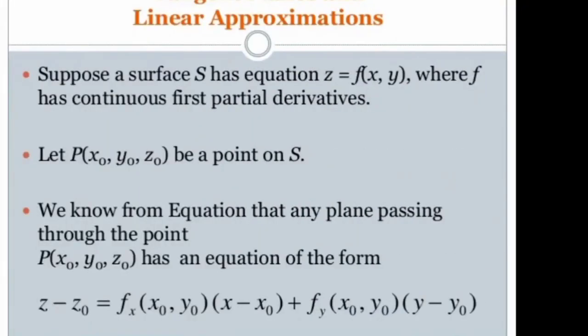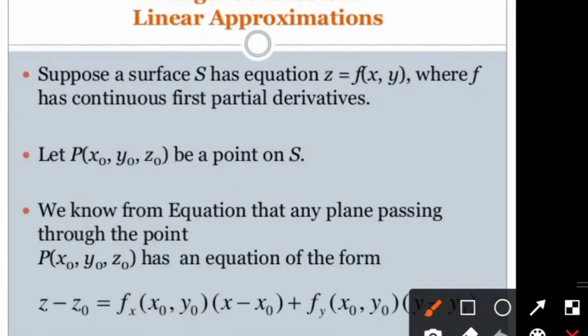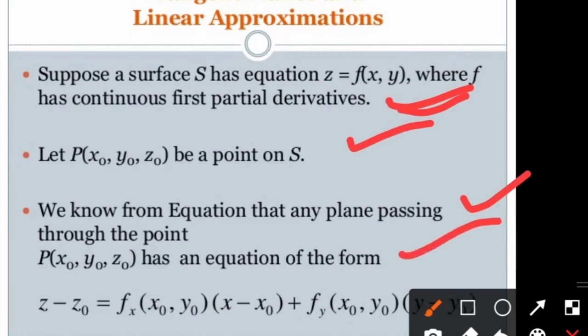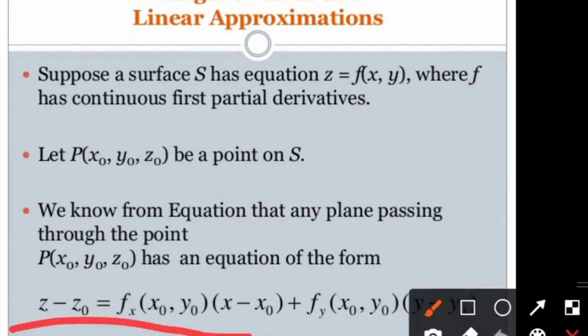Here, suppose a surface S has equation z is equal to f of x comma y, where f has continuous first partial derivatives, and x suffix 0, y suffix 0, z suffix 0 be a point on S. We know from the equation that any plane passing through the point P of x suffix 0, y suffix 0, z suffix 0 has an equation of the form. See here, the form is here.